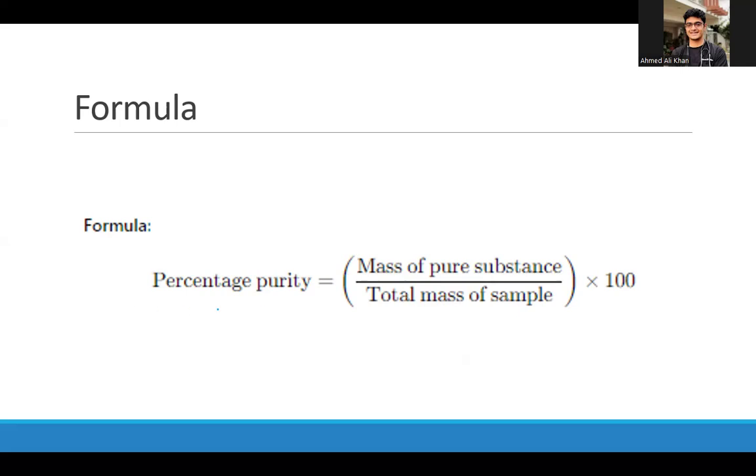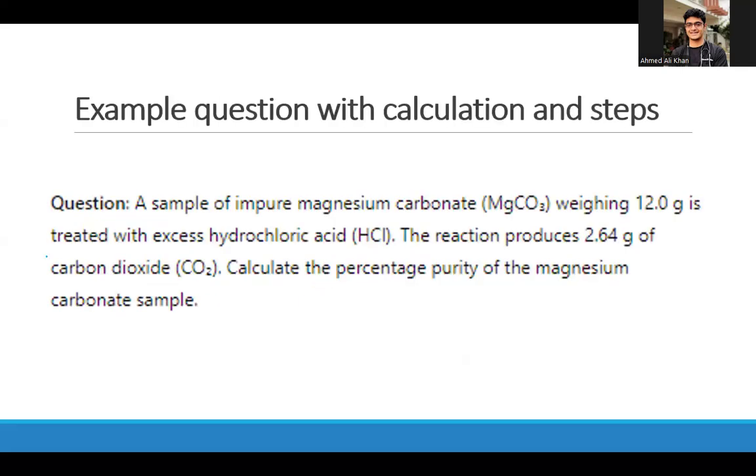This is the formula for percentage purity. That is the mass of pure substance, and you divide it by the total mass of sample that you've obtained, and then you multiply it by 100 to get the percentage purity.